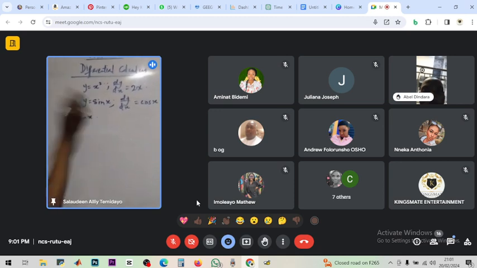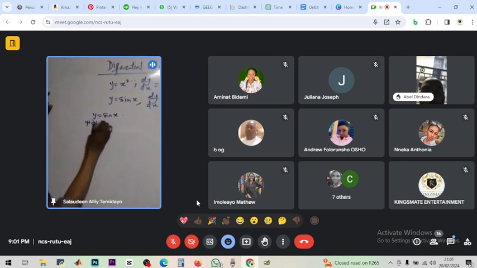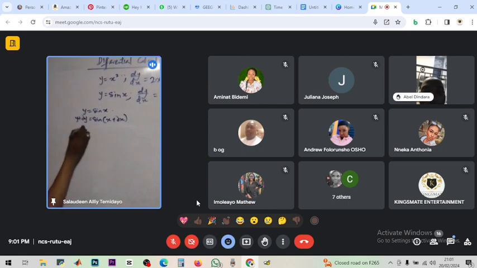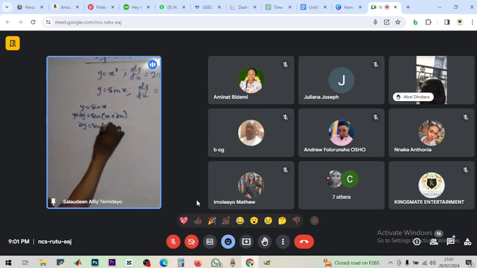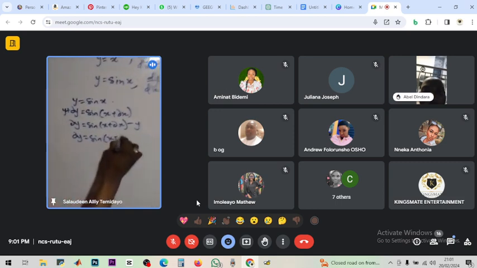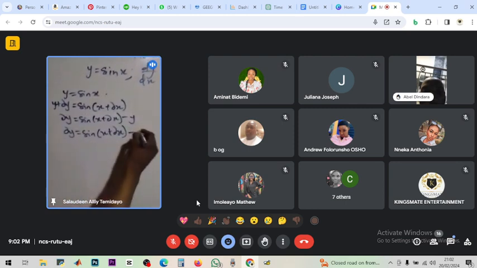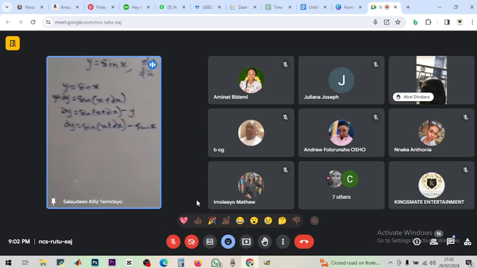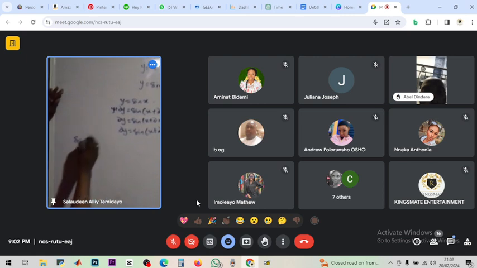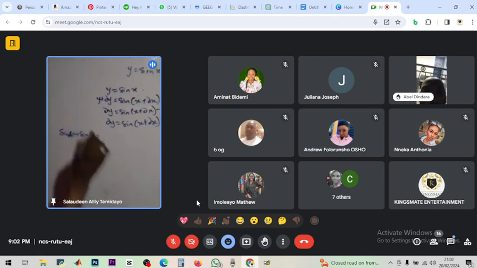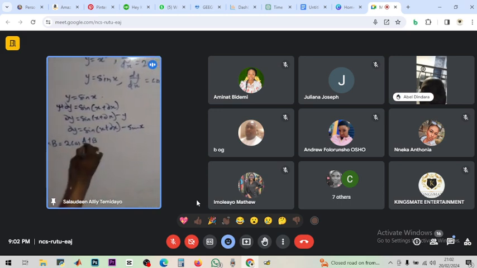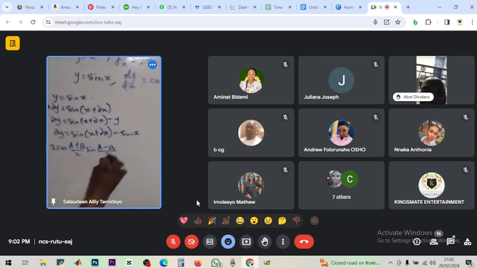Y equals sine x, using the first principle. Our representative y plus dy equals sine of x plus dx. So take y from this place to that side: dy equals sine of x plus dx minus y, so dy equals sine of x plus dx minus sine x. Now remember from the trigonometric identities that sine A minus sine B gives you 2 cos of (A plus B) over 2 times sine of (A minus B) over 2.